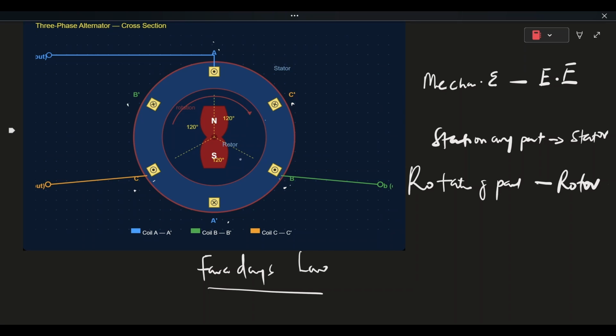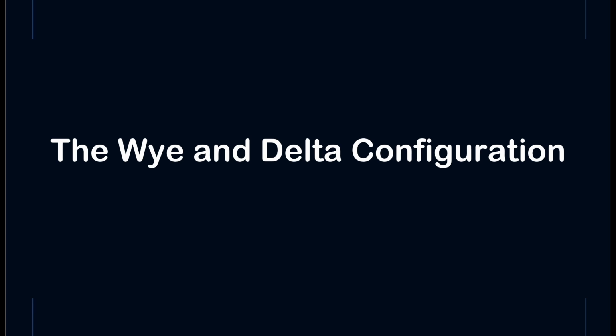Then this power is now transported to an external circuit through the stator. So basically, this is the flow of how three-phase AC power is generated. So now, let's go forward to look at how we connect these phases in practical power systems. That is the Y and the delta configuration.